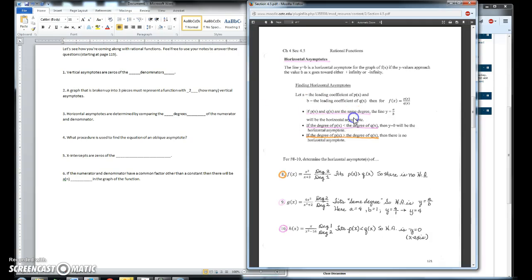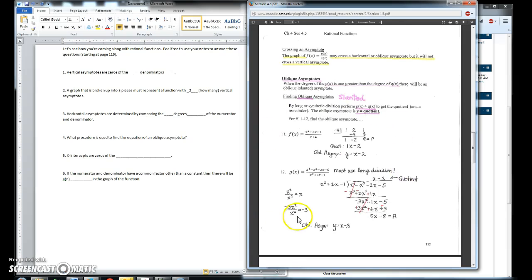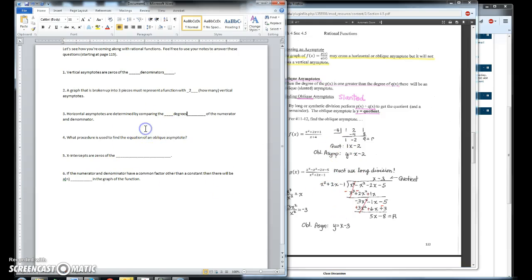What is the procedure for finding the equation of oblique asymptote? We see those are right here. Oblique asymptotes are just slanted asymptotes. You can find them either by using synthetic or long division. So what procedure? Either synthetic or long division.